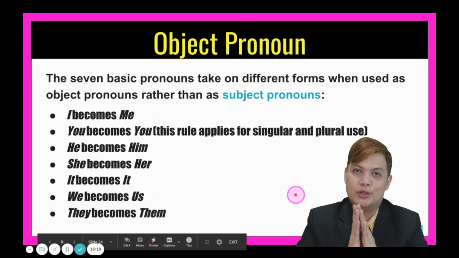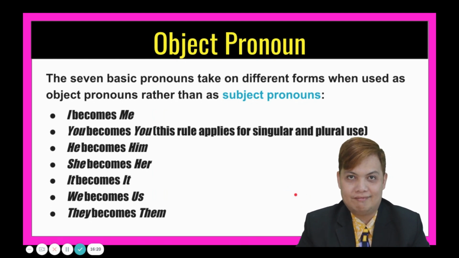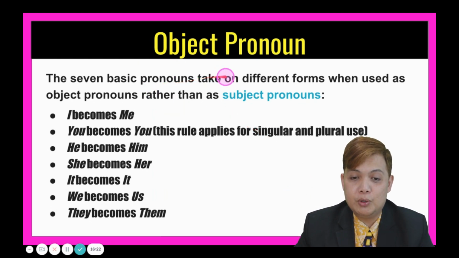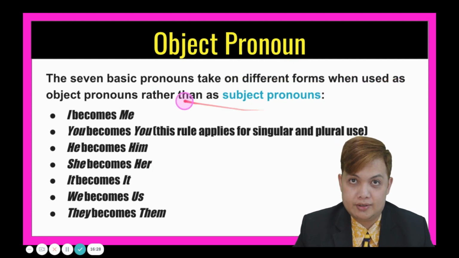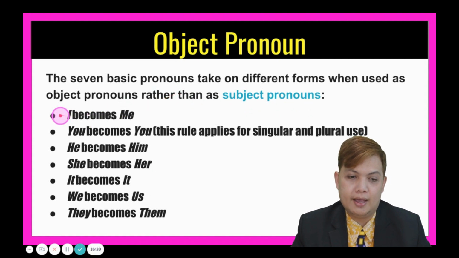Let's move on. Now, the next topic that we're going to talk about is object pronouns. The 7 basic pronouns take on different forms when used as object pronouns rather than as subject pronouns. Let's try to look at the following example.